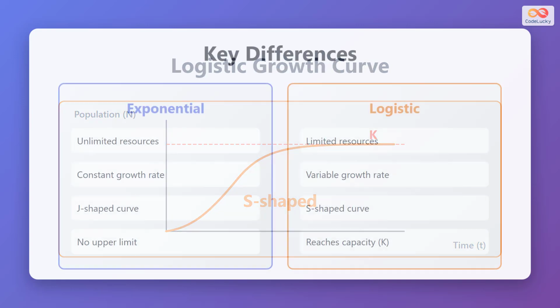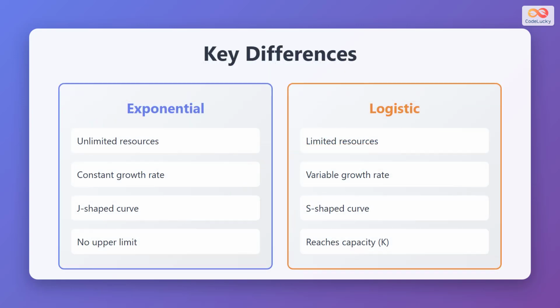Let's compare the two models side by side. Exponential growth assumes unlimited resources, while logistic growth accounts for limited resources. In exponential growth, the growth rate remains constant regardless of population size. In logistic growth, the growth rate varies, decreasing as the population gets larger. Exponential growth produces a J-shaped curve that continues rising indefinitely, whereas logistic growth produces an S-shaped curve that flattens out. Exponential growth has no upper limit, but logistic growth reaches and maintains the carrying capacity K. In nature, logistic growth is far more common.